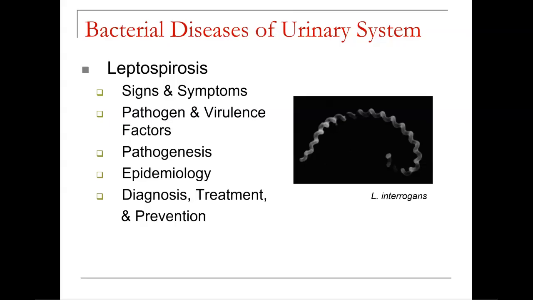It's going to penetrate intact mucous membranes through invisible cuts and scrapes in the skin. Then it's going to travel through the bloodstream throughout the body until it resides in the kidneys. Epidemiology is going to be transmitted by contact with urine of infected animal or urine-contaminated water. Farmers, ranchers, veterinarians, butchers, recreationists are going to be most likely at risk here.